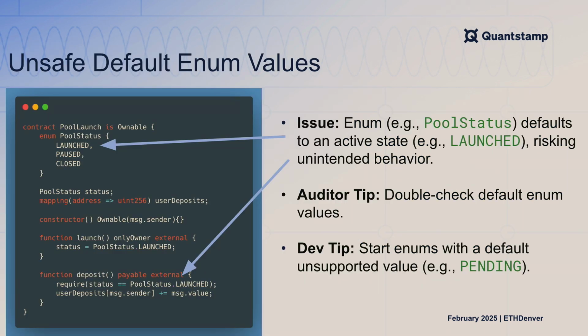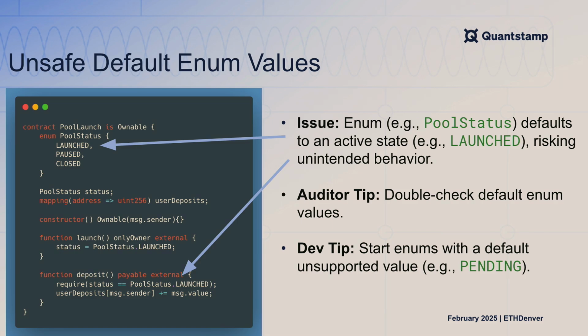All right, so this one plays off of the struct initialization error in a similar manner by looking at how EVM handles default values. So in this case, we have a pool launching contract. We have a pool status state variable, and it's going to hold an enum of type pool status. So in this version, we have launched, paused, and closed are the three states of the pool the developer expects the pool to ever be in.